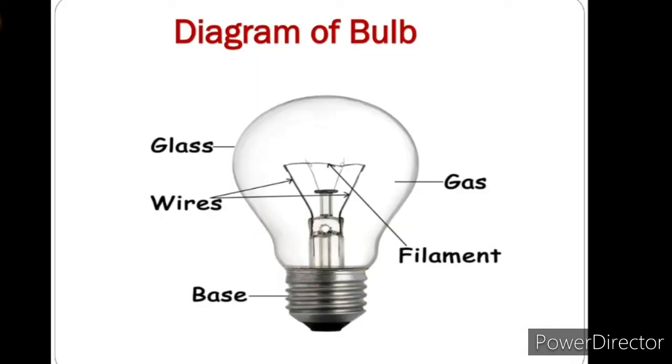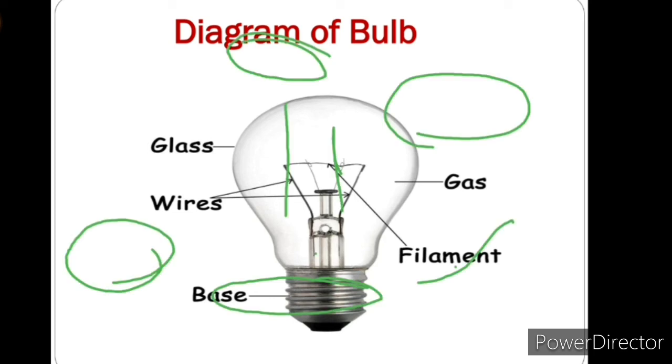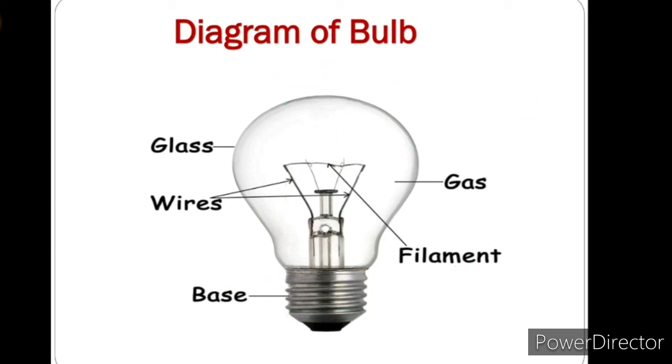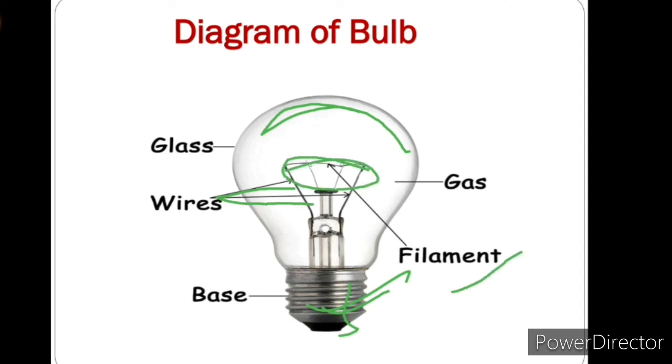Now we can see the diagram of the bulb. In this diagram you can easily see this is the glass covering of the bulb and this is the metal case. These are the two wires which support the filament, and this filament is made up of tungsten. Inside this glass, a gas is filled.